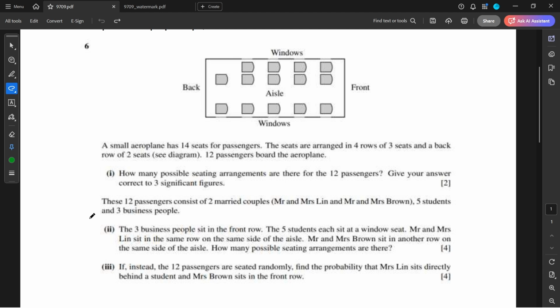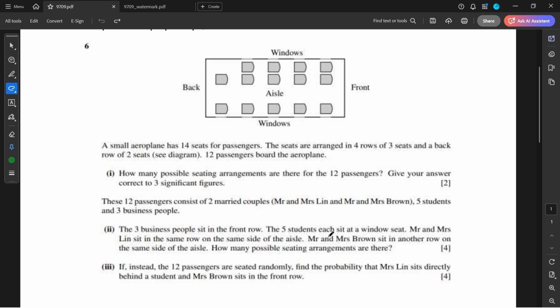So over here, they had given us 3 business people who are going to sit in the front row. So in the front row, there are 3 possibilities and there are 3 business people. So arranging them is going to be pretty simple. It's going to be 3 factorial ways. It was pretty much answered by each of the candidates who had appeared in this examination. But then comes the confusion.